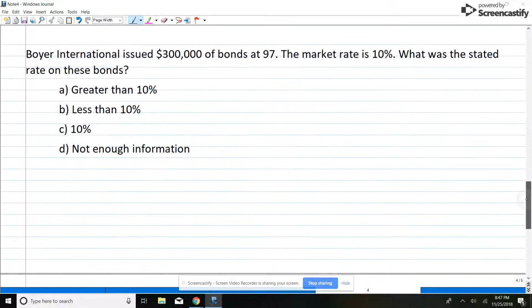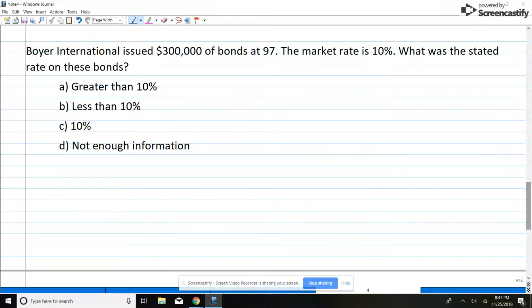All right, so Boyer International issued $300,000 of bonds at 97. The market rate is 10%. What was the stated rate on these bonds? So again, this 300,000 is the face value, and they give us the market rate, and they want to know what the stated or the effective rate was.